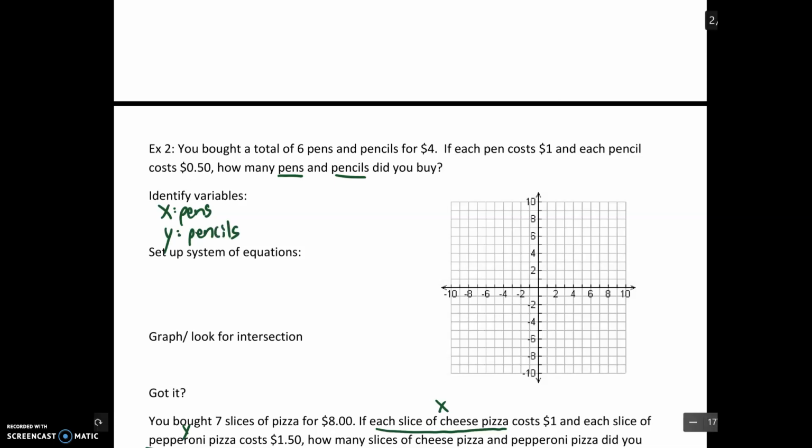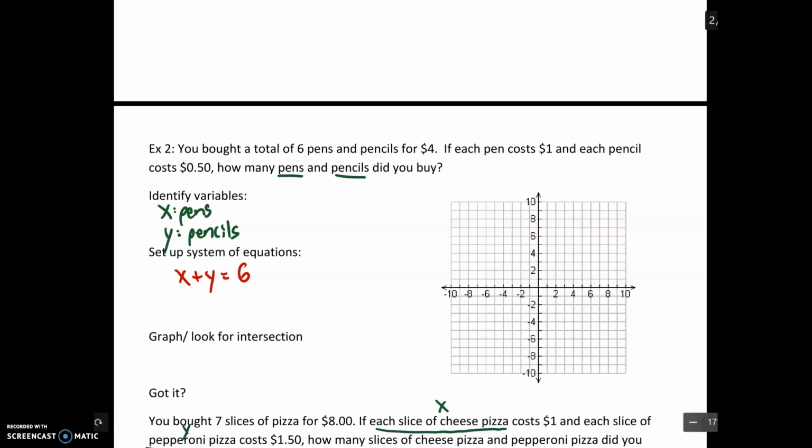And now if I want to make a system, we have two pieces of information basically, which is how many pens and pencils I'm buying, and also how much I'm spending on those. So if I want to make an equation out of the first situation, if I know it's a total of 6, I know that no matter how many I have of each, pens and pencils, they are going to add up to 6 all put together.